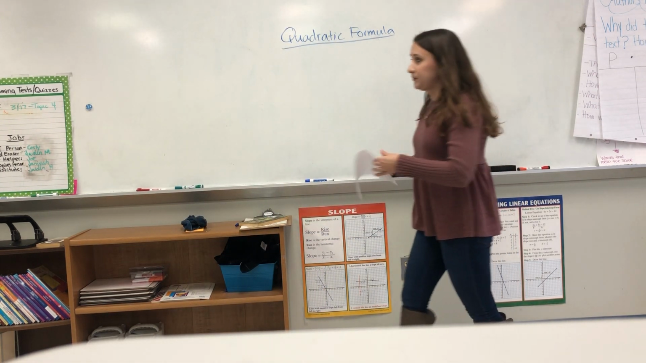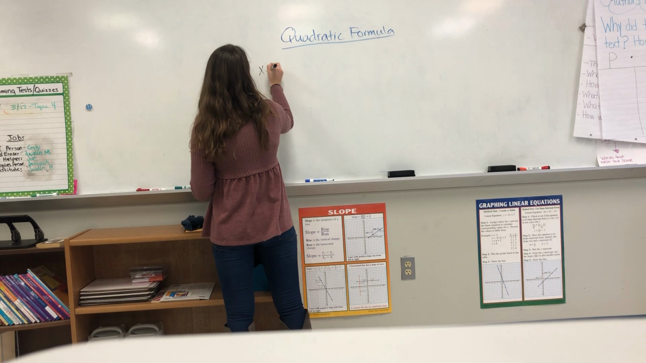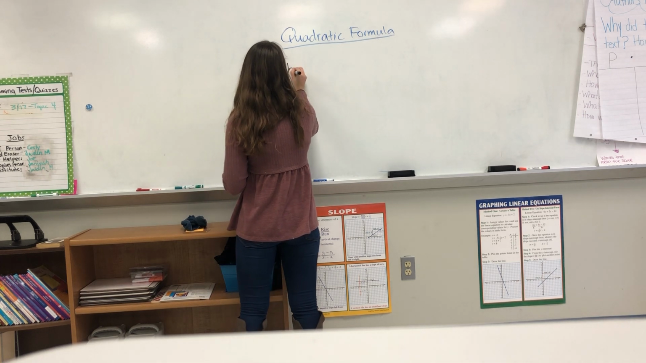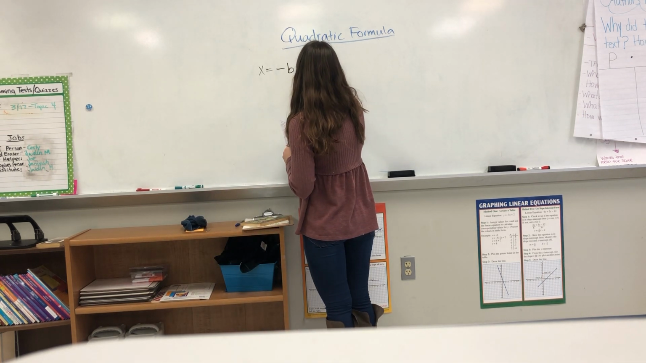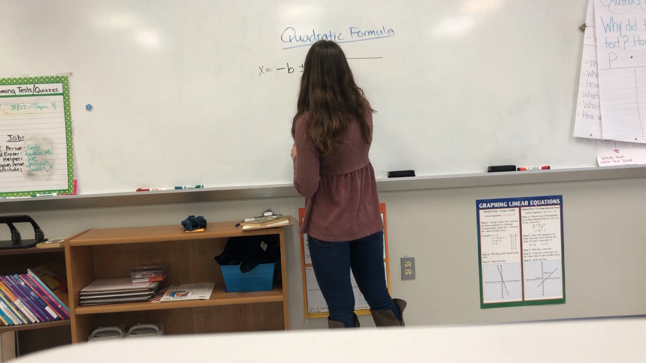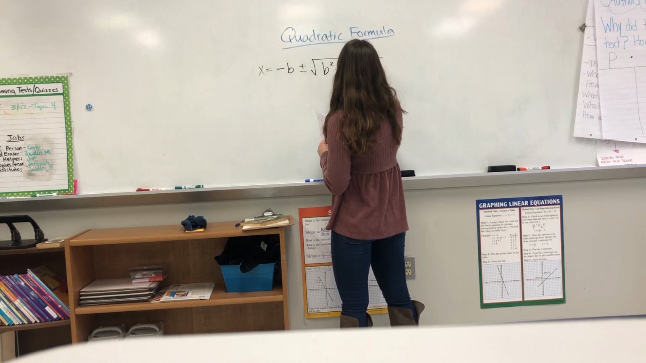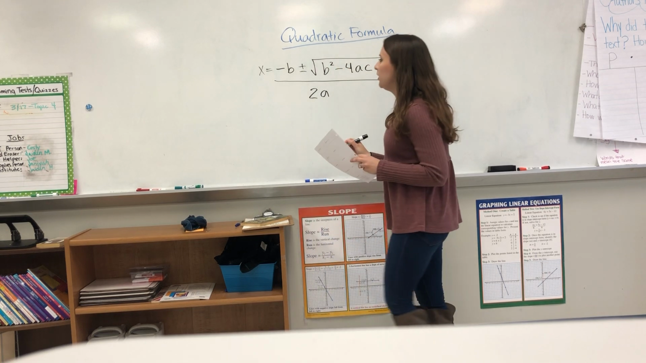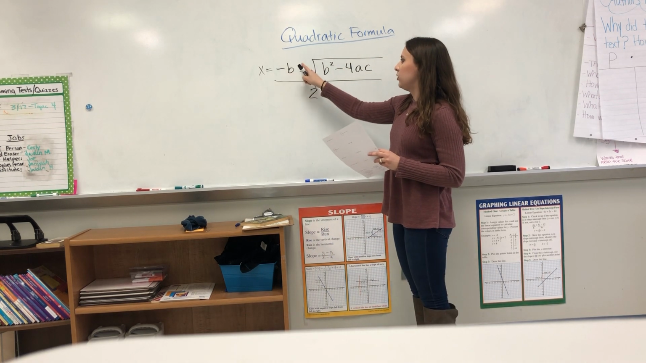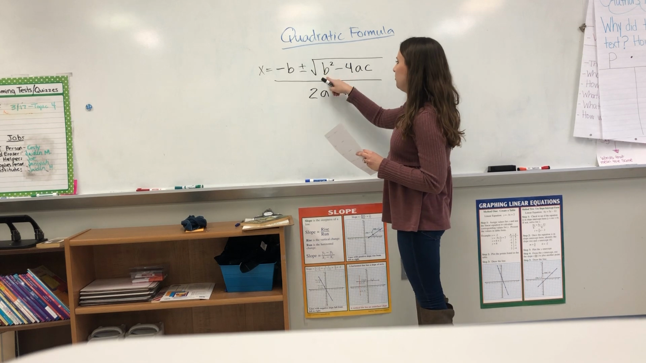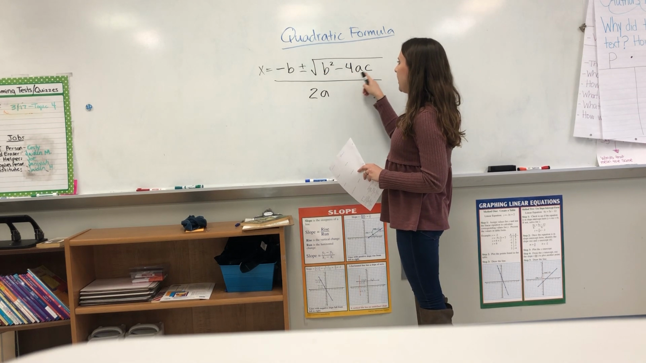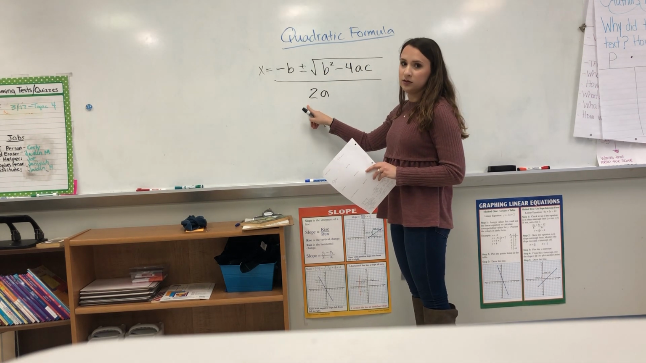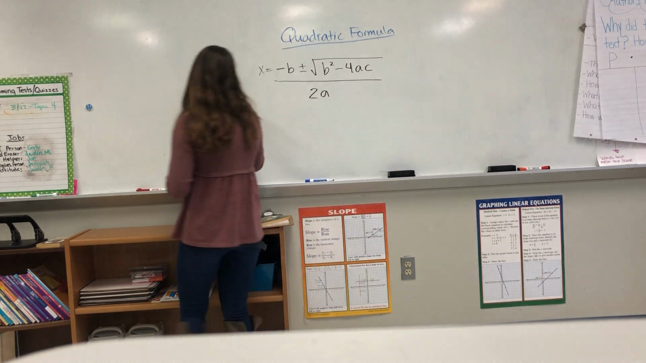The quadratic formula is x equals the opposite of b plus or minus the square root of b squared minus 4ac all over 2a. Okay? So it's negative b plus or minus the square root of b squared minus 4ac all over 2a. Okay? I want you to write this down.